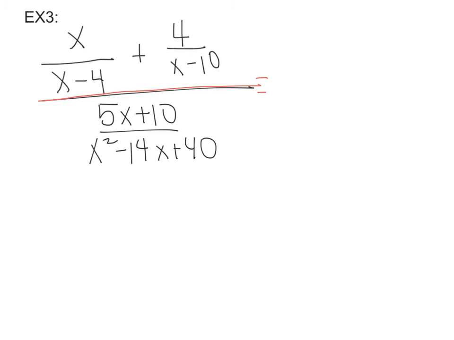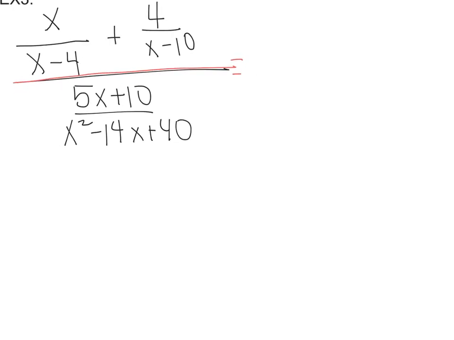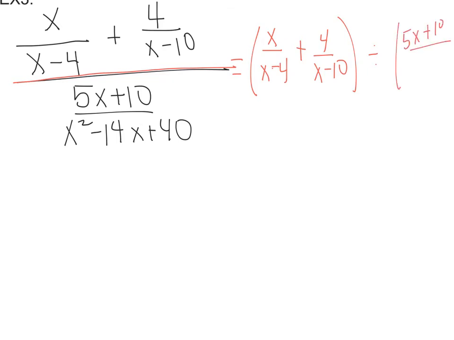Okay, so the top here, I'm going to move this over a little bit. There we go. The top, I'm going to put in parentheses, x over x minus 4 plus 4 over x minus 10, and then divided by 5x plus 10 over x squared minus 14x plus 40. Sorry, it's a little cramped over there.